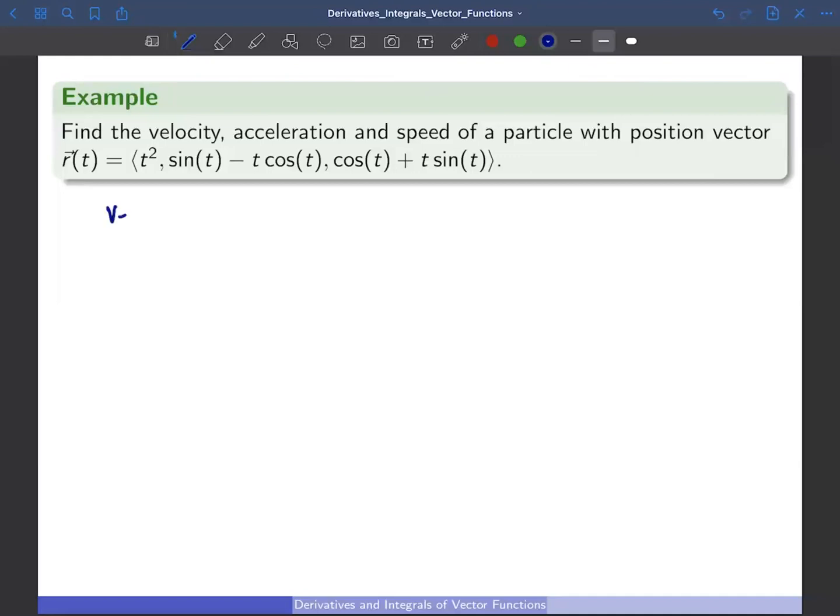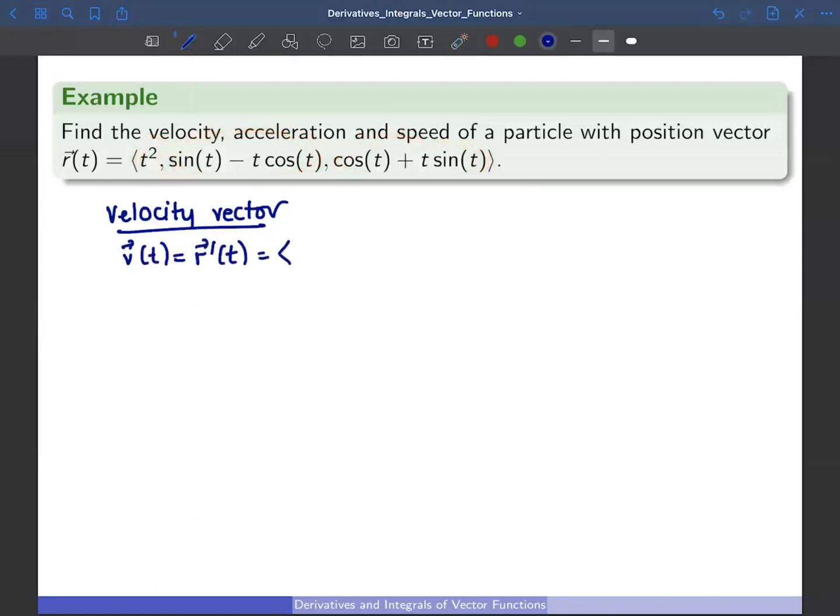For the velocity vector, the vector v of t will be equal to the tangent vector. So essentially, we need the derivative of the position vector. And that means that we'll need the vector of the derivatives of the components of the position vector.